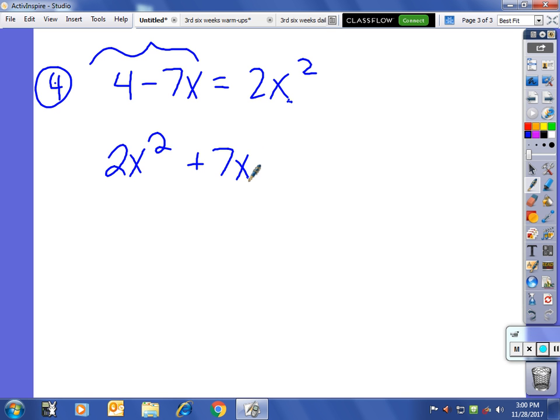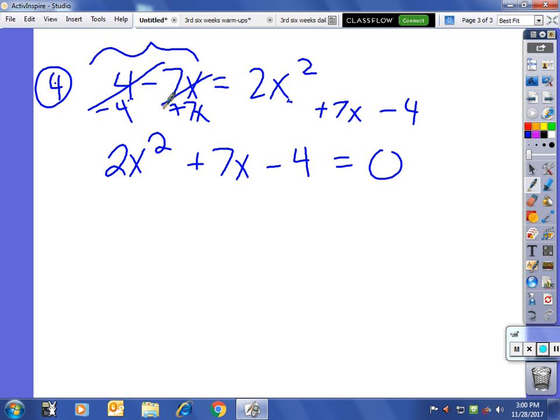Because when I move this negative 7x to the other side, I do that by adding a 7x to both sides. And this positive 4 becomes a minus 4. Because to get rid of a positive 4, I subtract 4 from both sides, so that these cancel out and I'm left with 0. And on the other side, I would have 2x squared plus 7x minus 4 equals 0. There is no GCF. I start factoring, guessing and checking.